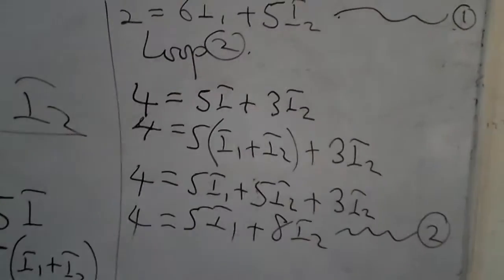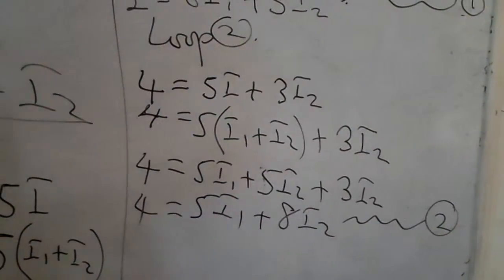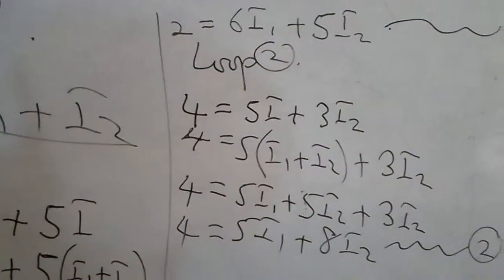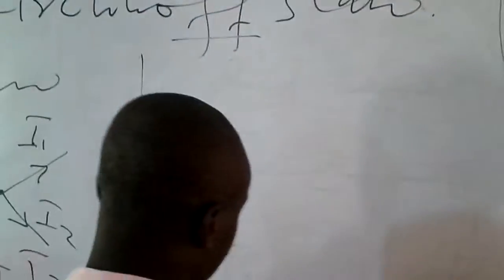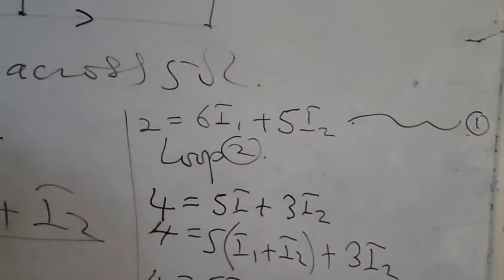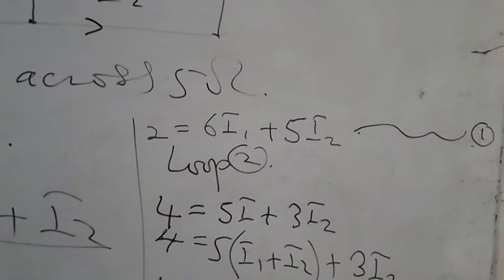As you can see, I told you last week you should revise your simultaneous equations. Now, we have got two equations which we are going to solve simultaneously. The rest is mathematics that we shall go through quickly. In the book, you can get Kirchhoff's laws very well. So now let me put down the equations here. From equation 1, we have 2 is equal to 6I1 plus 5I2. This is my equation 1.